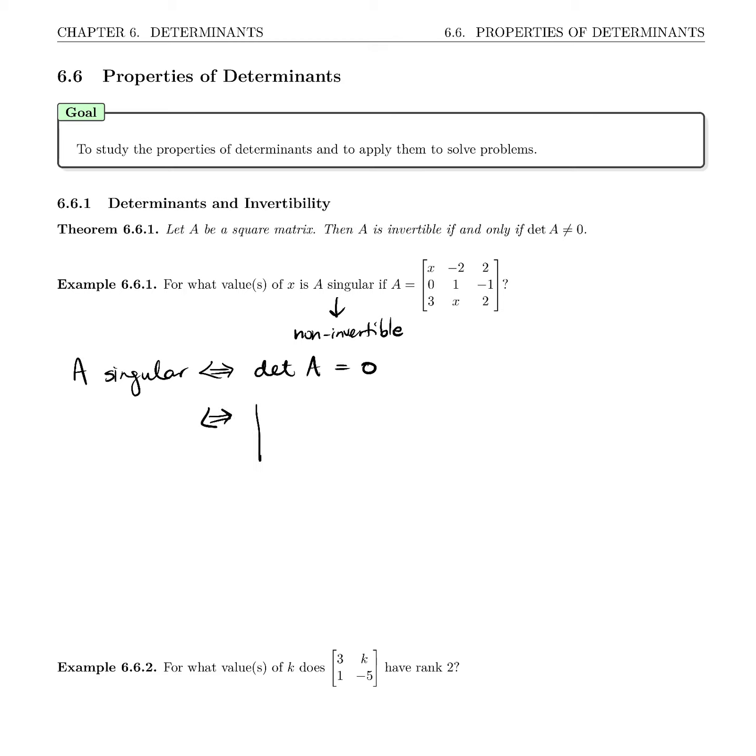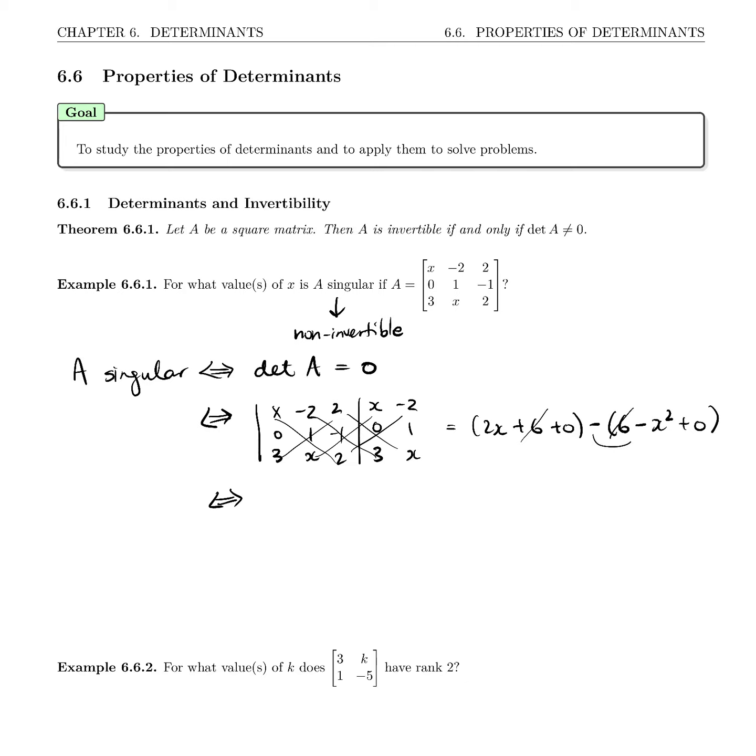Which means that we need to calculate the determinant of this 3 by 3. So we'll do our basket weaving method. So minus 2, 1, x, and 2, minus 1, 2. We copy the first two columns, x, 0, 3, minus 2, 1, x. And so we are getting here 2x plus 6 plus 0 minus 6 minus x squared plus 0, which means that we have this expression. So the 6's are going to cancel out. The negative negatives will give me positive x squared plus 2x, and we need that to be 0. So that is going to be exactly when x is equal to 0 or x is equal to minus 2. So A is singular if x is 0 or x is minus 2.